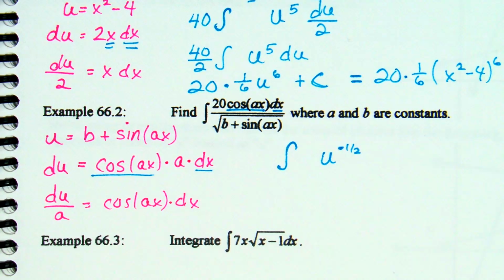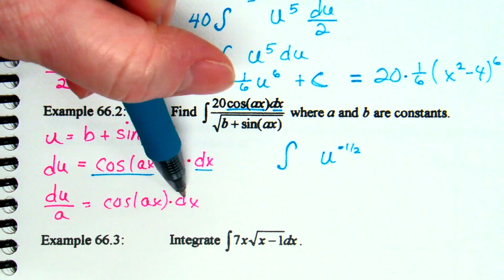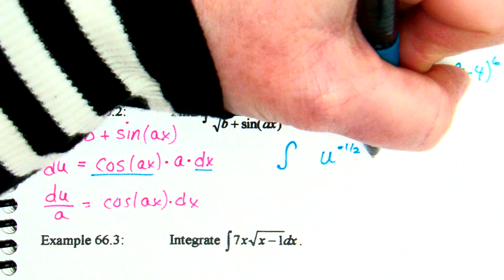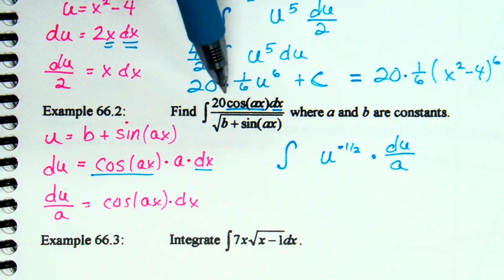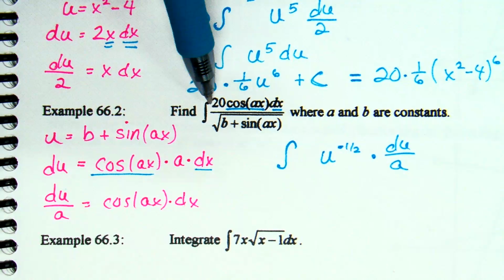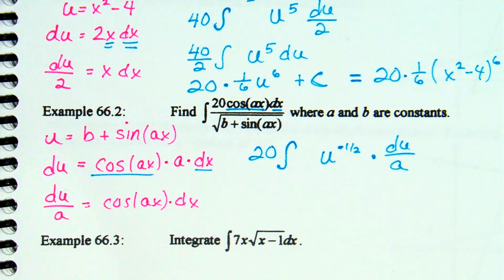So what am I substituting into my integral in place of cosine of ax dx? What is cosine of ax dx equal to? Du over a. This is times du over a. Did I account for everything up here in my integral? The 20 needs to come down, and it's just a constant, right? So easiest is probably, they recommend that you pull the 20 out front. You could leave the 20 within the integral if you want. It's just a constant. It doesn't matter. Now notice my integral is all in terms of u. And that's what I want. All my x's are gone for the moment.